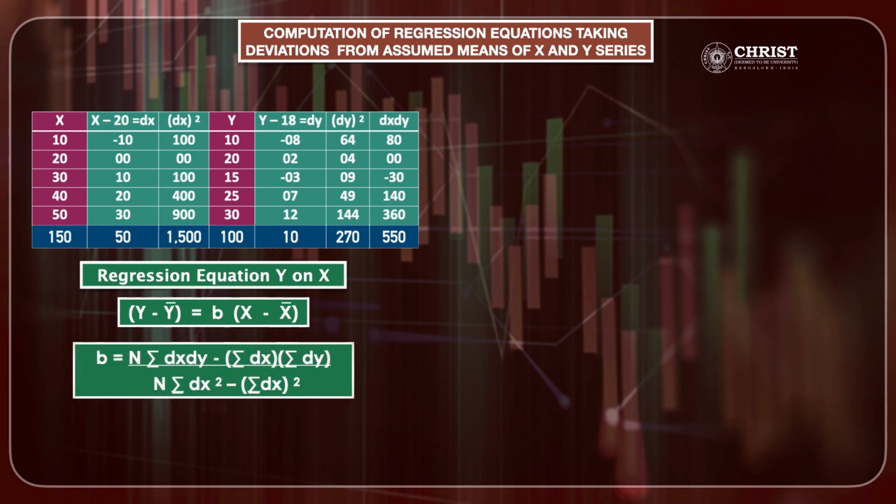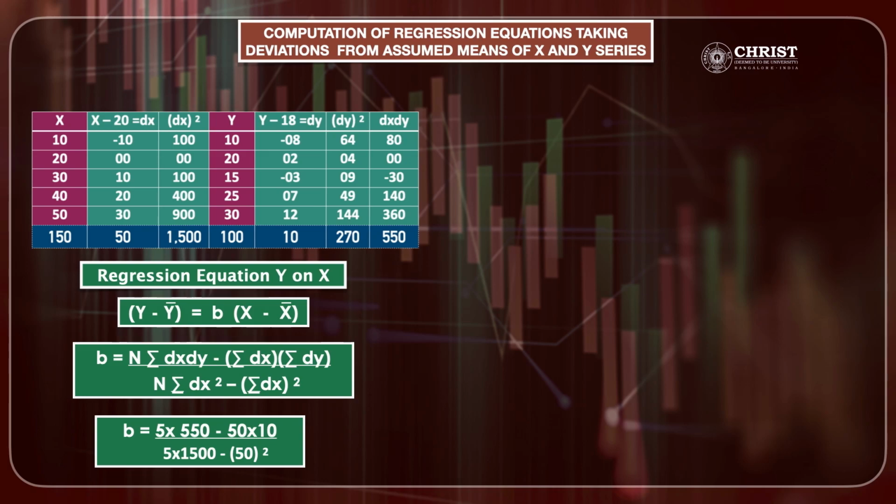Now, b is equal to n sigma dx dy minus sigma dx into sigma dy divided by n sigma dx square minus sigma dx the whole square. Now, substitute the values in the equation. We get b is equal to 5 into 550 minus 50 into 10 divided by 5 into 1500 minus 50 the whole square. So, b is equal to 2250 divided by 5000, that is equal to 0.45.